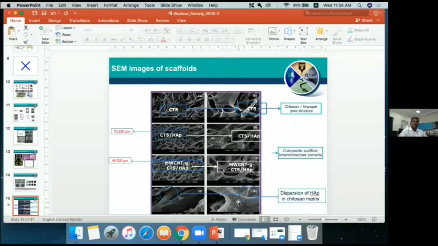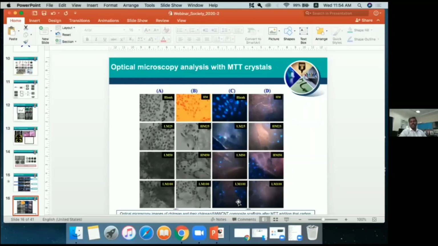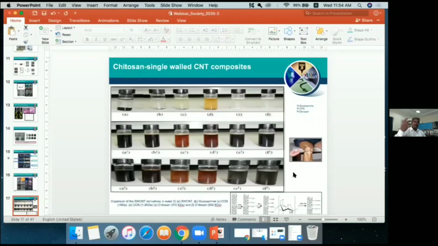And we checked the viability because people are saying the carbon nanotube is toxic. But once it's functionalized with another polymer, the toxicity drastically decreases, and it is compatible, and it also gives good mechanical strength. As you can see here, the cells are growing on the scaffolds and in between the scaffolds. And we found that the scaffolds are biocompatible.